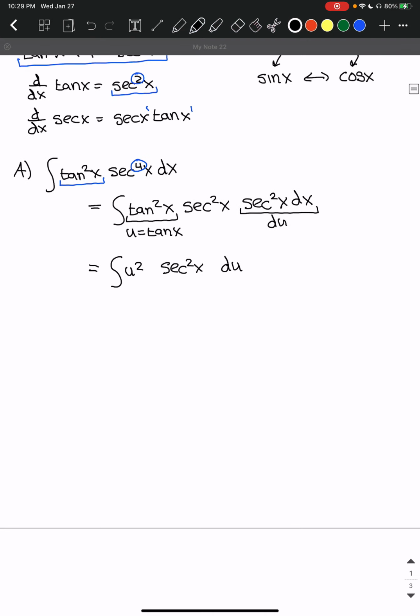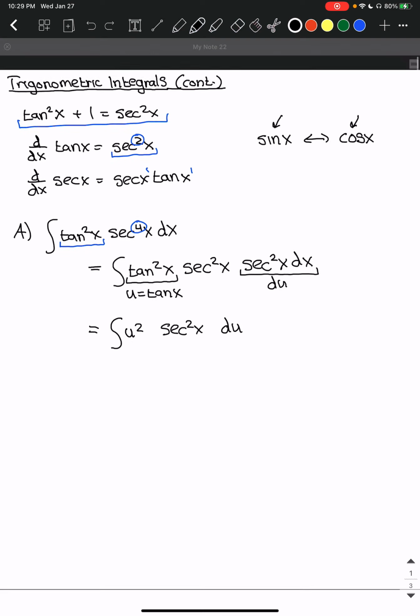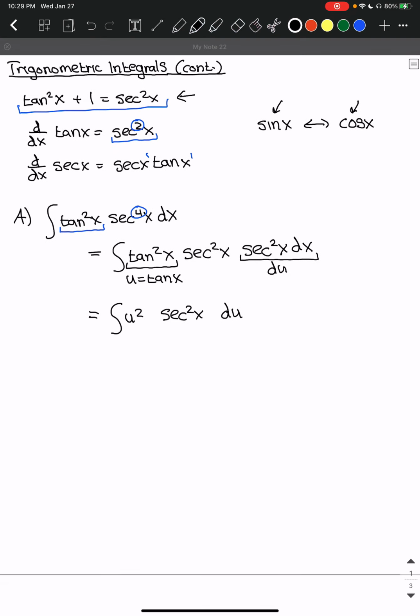And then like last time, it looks like we're in trouble because I have an x involved in a du integral. But what we can do is go up here and use this identity to transform secant into tangent. So in particular, secant squared of x is 1 plus tangent squared of x. This becomes u squared times 1 plus u squared du. You can FOIL that out and actually do the integral, and that will give you a third tangent cubed plus a fifth tangent to the fifth power plus C.